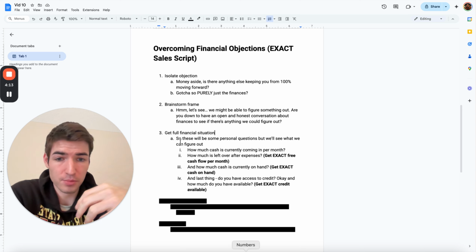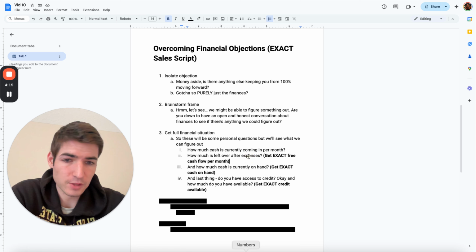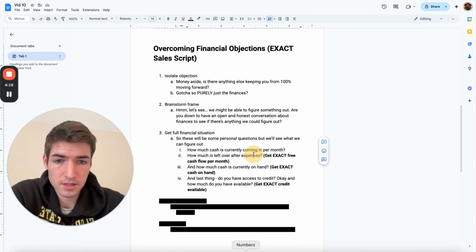How much cash is coming in per month? All right, and then we ask how much is left over after expenses. We want to get their exact free cash flow per month. Get as exact as possible.